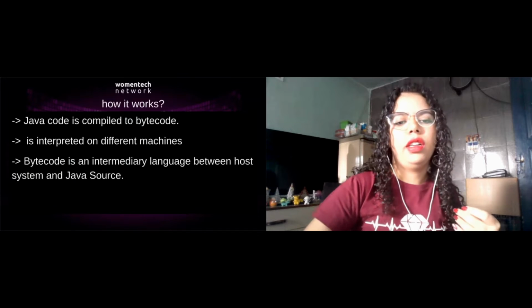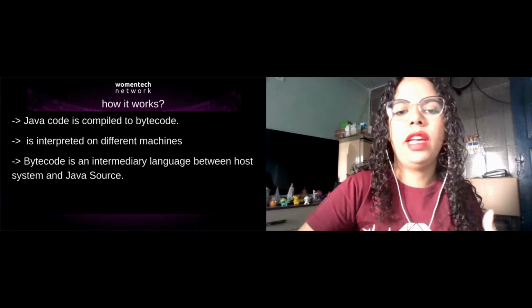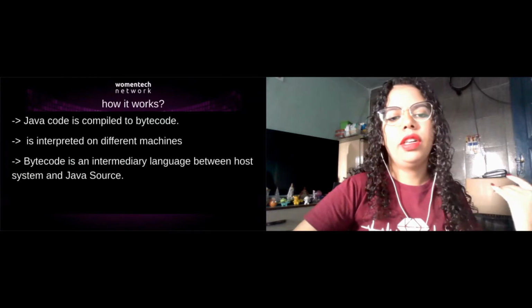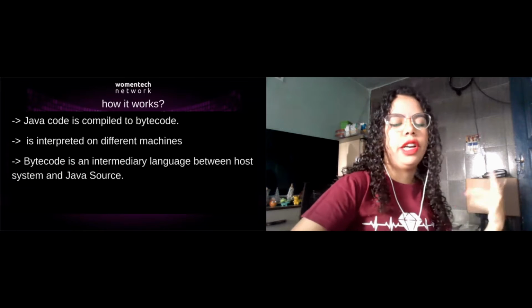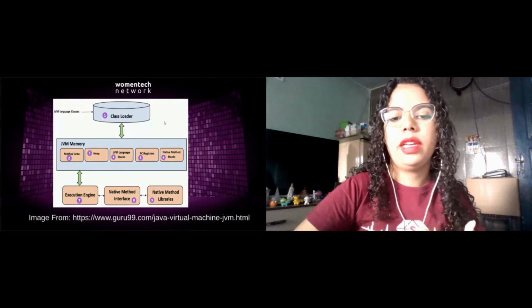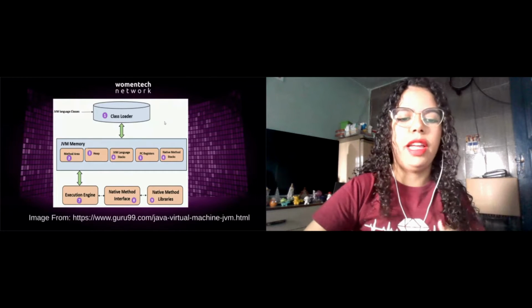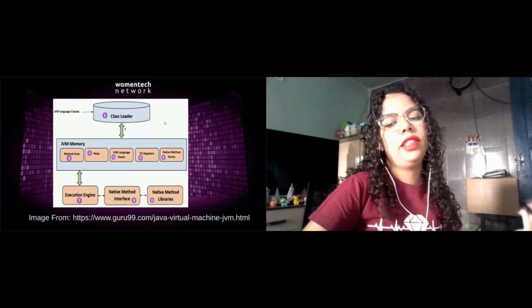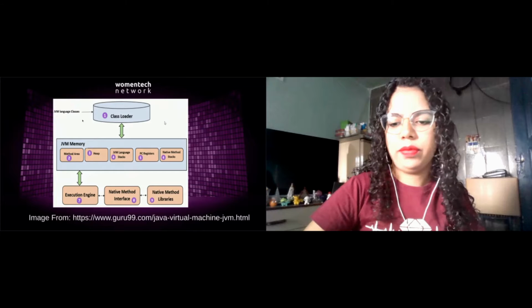Here we have an illustration of the JVM architecture. We'll cover all these topics: class loader, JVM memory, method area, heap, JVM language stacks, PC registers, native method stacks, execution engine, native method interface, and native method libraries.